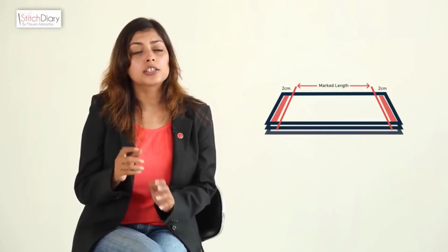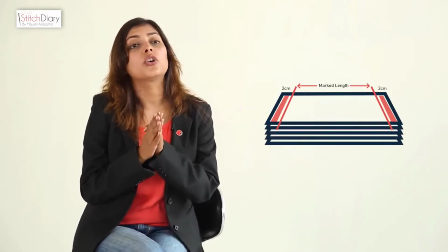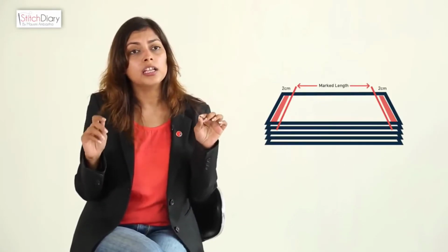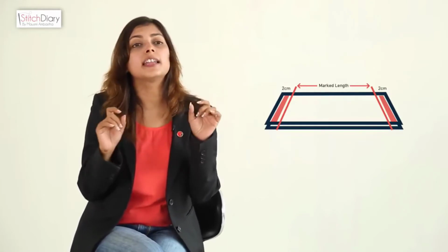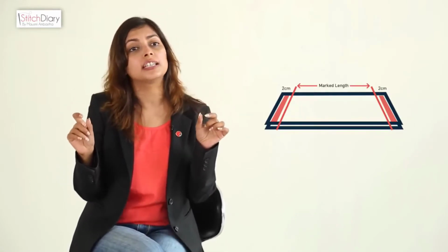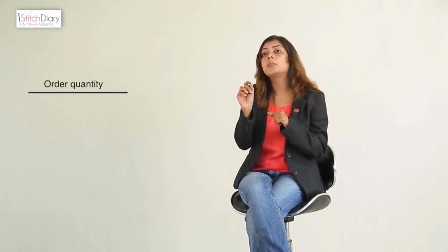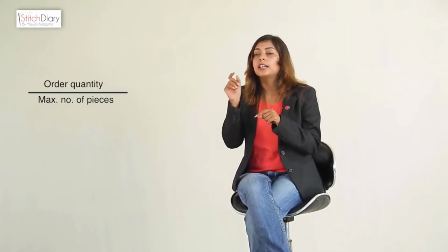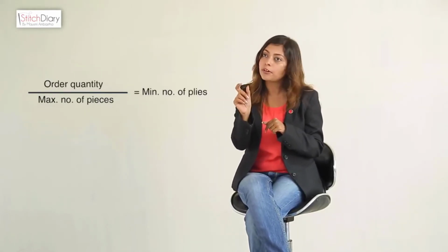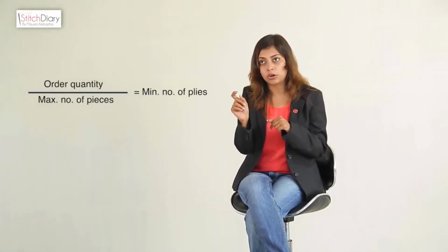The next way is to minimize number of plies in your order. With every ply, you waste additional end loss. So lesser the number of plies, the lesser the amount of wastage in the end loss. How do we know how to calculate minimum plies? There is a simple formula to do that. Take your order quantity, divide it by maximum pieces you can put in a marker. The number that you get is the minimum number of plies that you can achieve in an order.